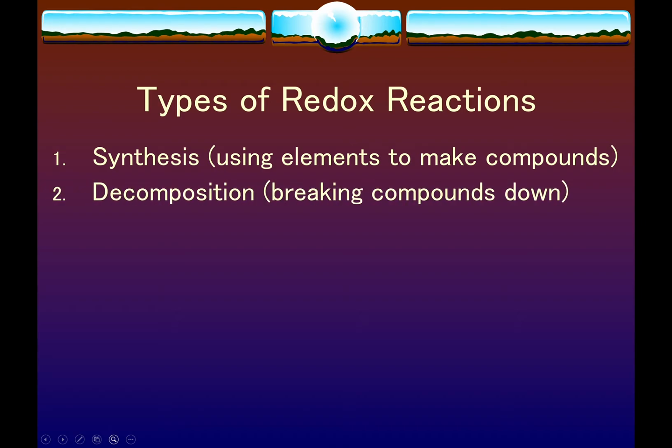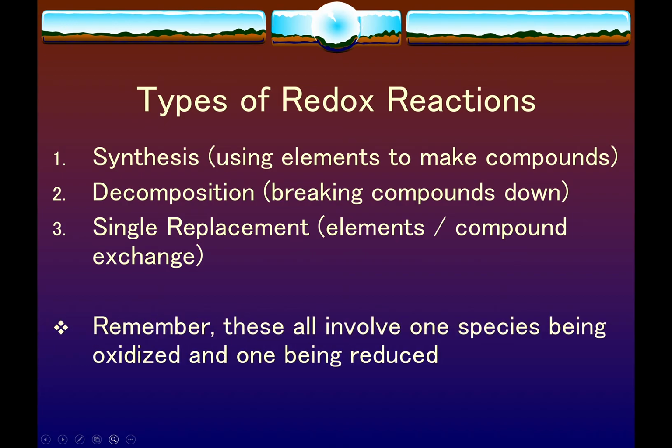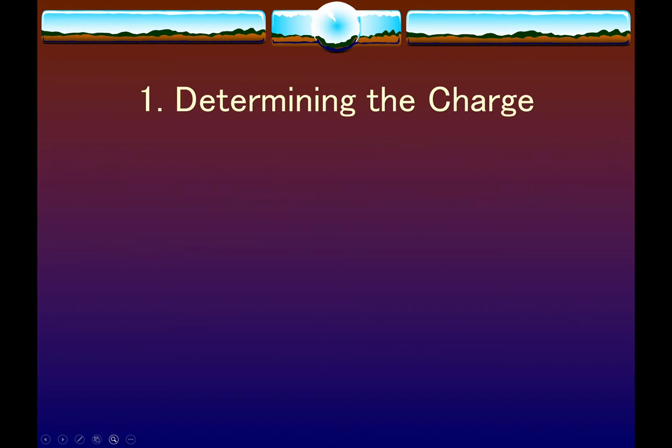The three types that we will learn about: synthesis reactions, basically taking elements to form a compound. Decomposition would be breaking a compound down into component elements. And we'll take a look at some single replacement reactions, which involve an element and a compound exchanging positions, essentially. And I'll show you a couple examples of those types of reactions in class. Each of these three does involve some species being oxidized and one being reduced. We have to have one with the other.